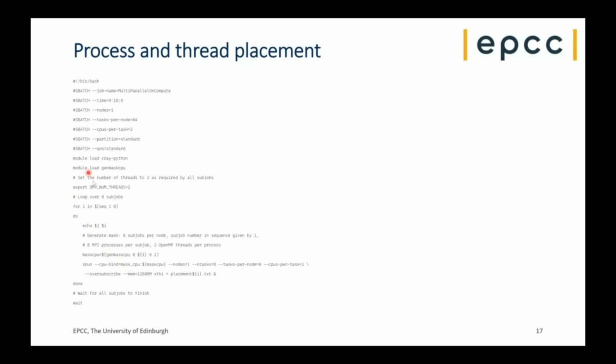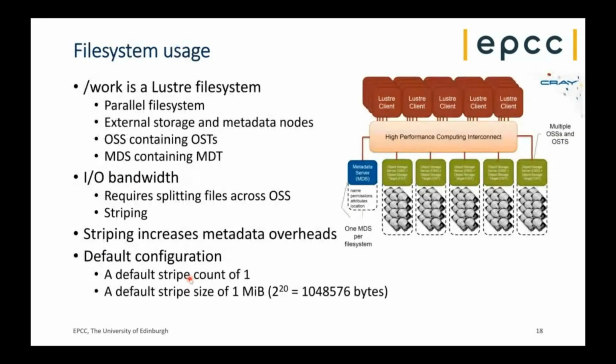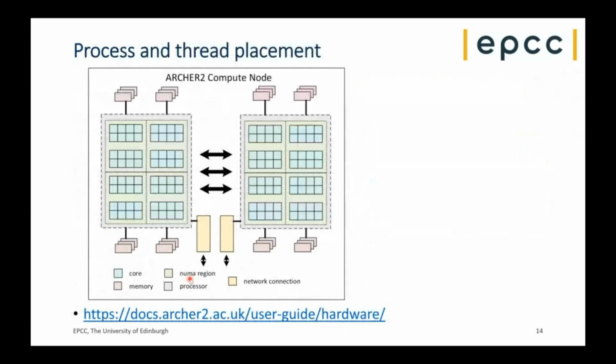There are tools out there, this thing called GenMask CPU, which lets me do that as well. So, you know, again, there's a lot of complexity here. Most applications, most users don't care about it. But if you're ever running things where you're using fewer workers than there are cores per node, then you need to think, am I spreading my workers out in such a way that will give me good performance? If not, can I go and have a look at the documentation and work out how I do that?